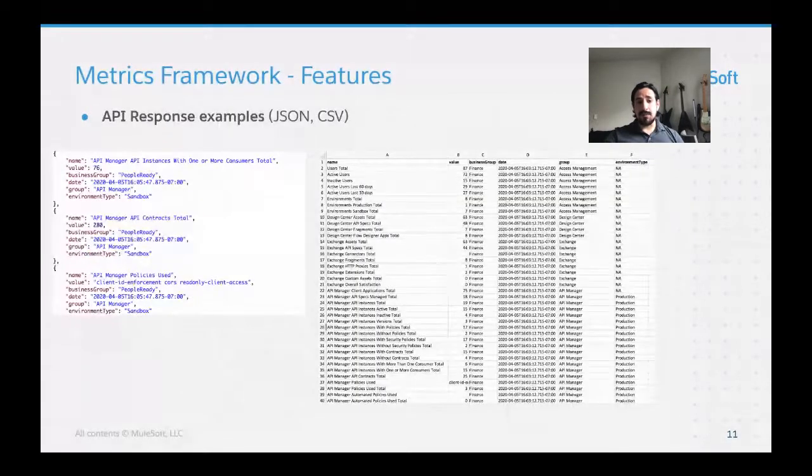So here you have an example of the response of the API. In the case of a JSON response, you have a canonical model of a metric. You have the name of the metric, like API Manager, API instances with one or more consumers. You have the value of the metric. You have the business group, the date, and some classifiers like the environment and the group for this metric. If you generate the metrics using the CSV option, you can load that in any spreadsheet, and you will see metrics in this format.